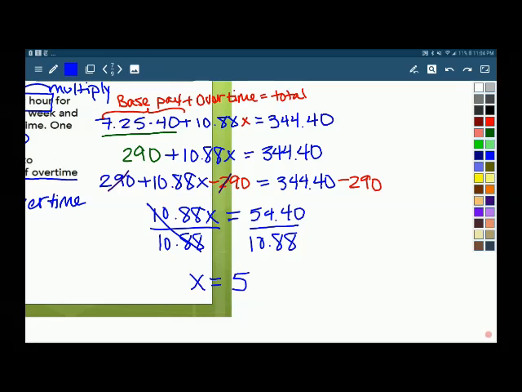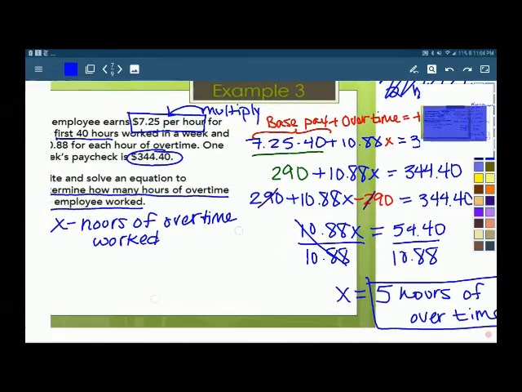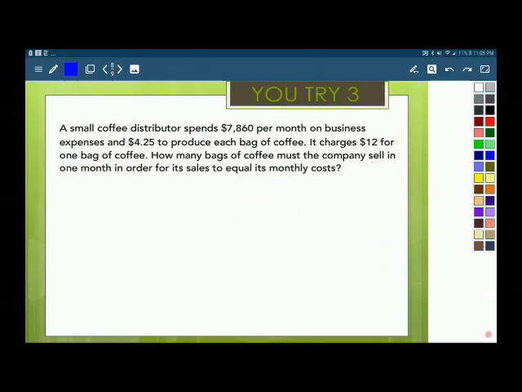Okay, again, real life answers, real life questions. So that was 5 hours of overtime. There's the answer to our question. So that was just another example, something a little more real life, where we can figure out what our overtime hours worked were. Let's have you give this a try. Again, dealing with money, give this a try in your third and final you try.